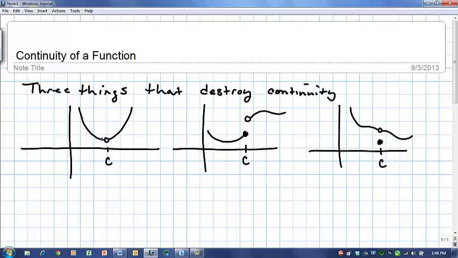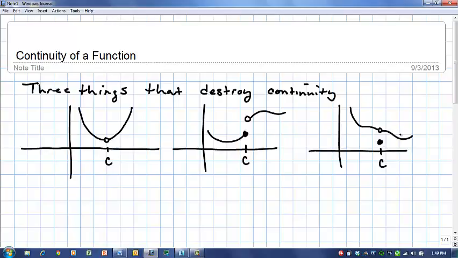The function here is not even defined at c, and that destroys continuity. Here the function is defined at c, but it's approaching a different value coming from the left side than it is coming from the right side. Okay, here the function is defined at c, but it's approaching the same value from the left as it does from the right. Okay, and therefore these three things destroy the continuity of a function.